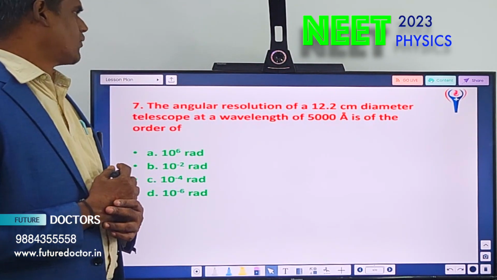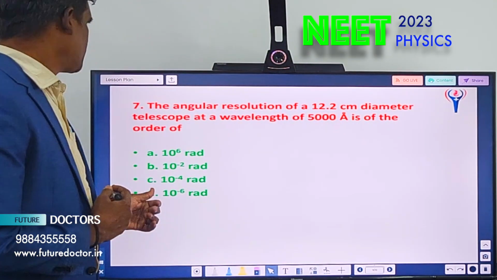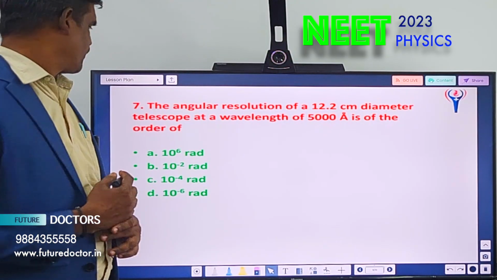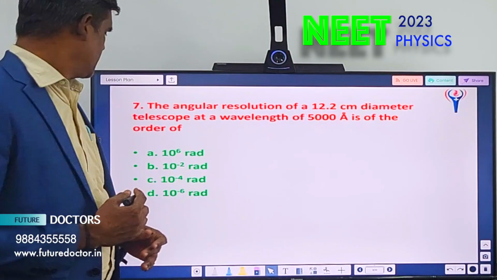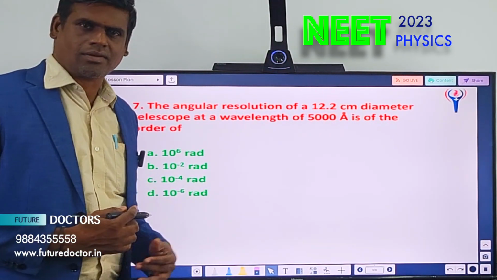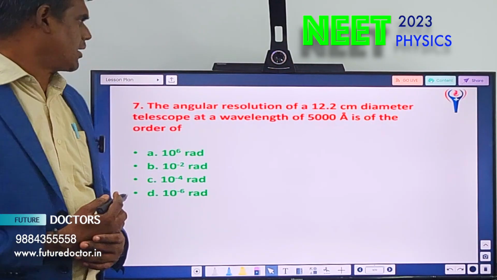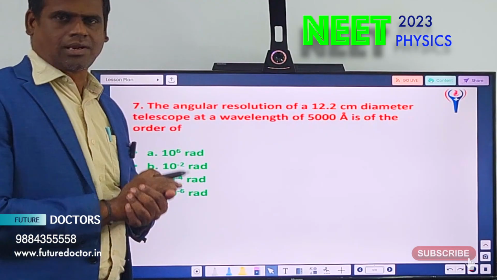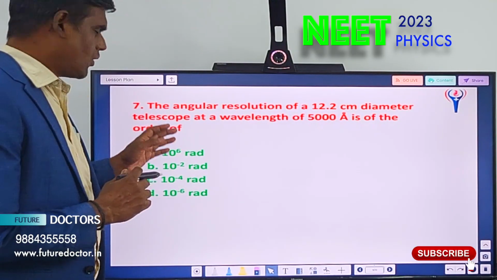The angular resolution of a 12.2 centimeter diameter telescope at a wavelength of 5000 angstrom is of the order of dash. A option, 10 power 6 radian. B option, 10 power minus 2 radian. C option, 10 power minus 4 radian. Last option, 10 power minus 6 radian. You should know the formula for angular resolution in terms of diameter and wavelength. By knowing the formula, you are able to solve this.